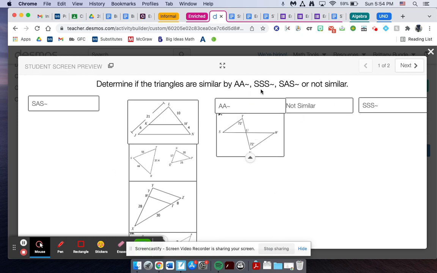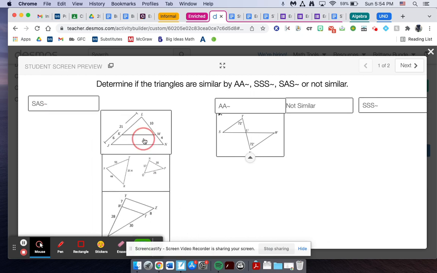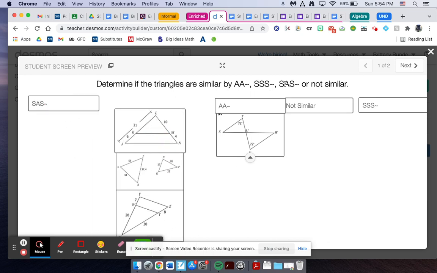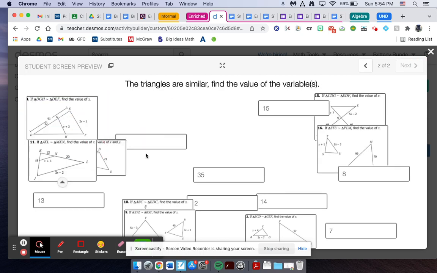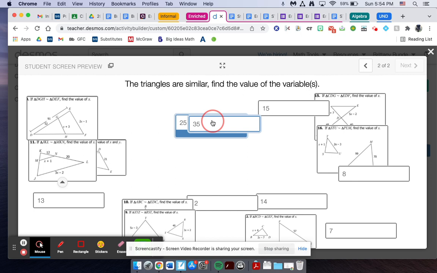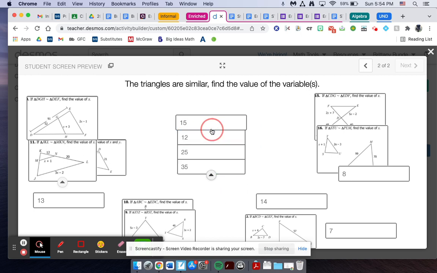You're just categorizing by angle, angle, side, side, side, or side, angle, side similarity. And again, just by dragging them. And each one does have three. And then on the next one, you're doing some algebra. So what I would do here, again, put all of your questions together, all of your numbers together.